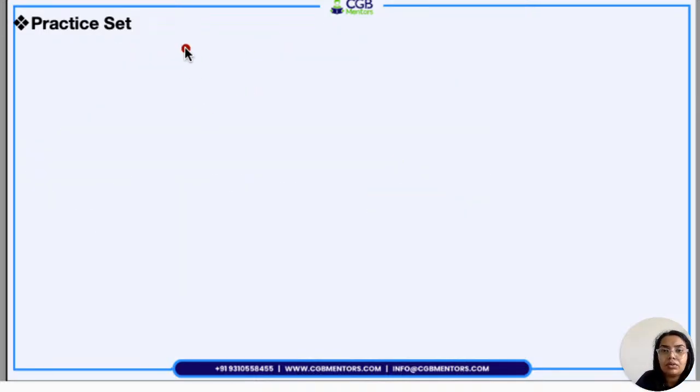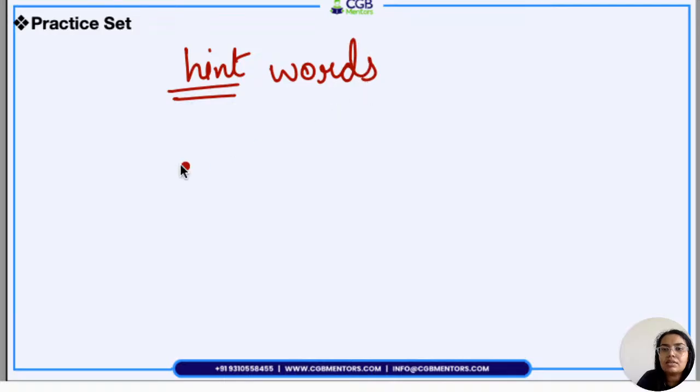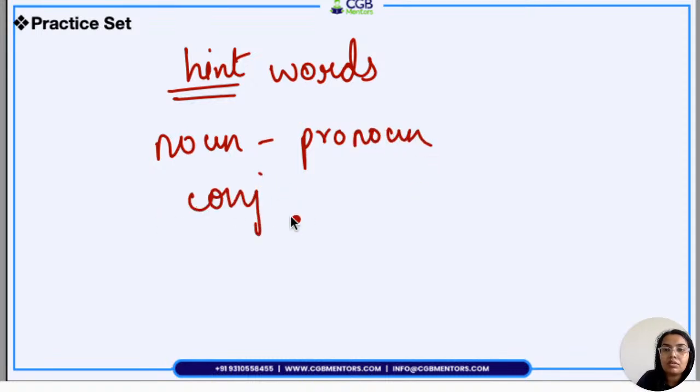Things that you need to know, your mind should be able to help you find hint words. Okay, now the hint words, they can be noun, pronoun, they can be conjunctions, okay, they can be use of the with a common noun.